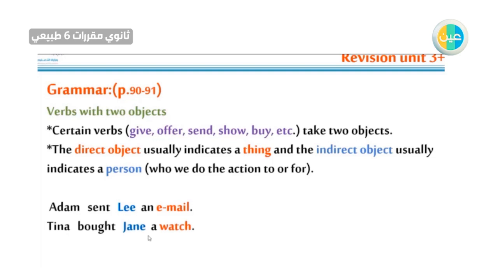Tina bought Jane a watch. So what did Tina buy? A watch. So this is the direct object. To whom? To Jane. So direct object, thing: email, watch. Indirect object, usually a person: Lee and Jane.